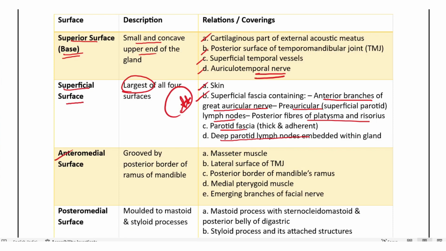Then we have the anteromedial surface. It's grooved by the posterior border of the ramus of the mandible. Its relations are the masseter, lateral surface of TMJ, posterior border of the ramus, medial pterygoid and the branches of the facial nerve.